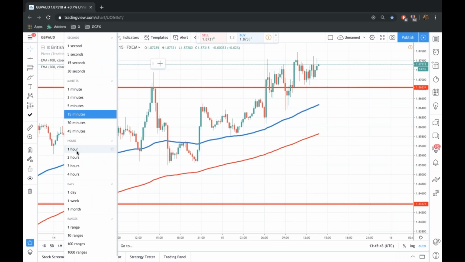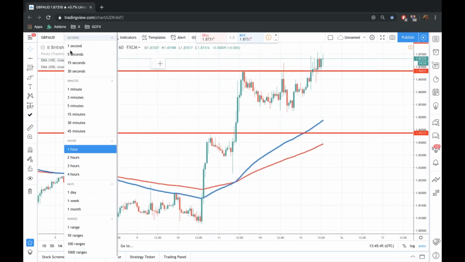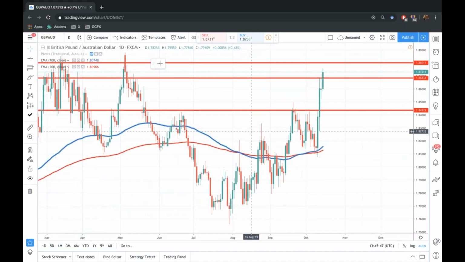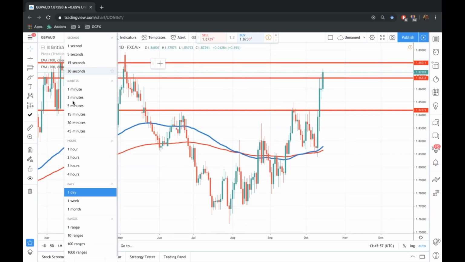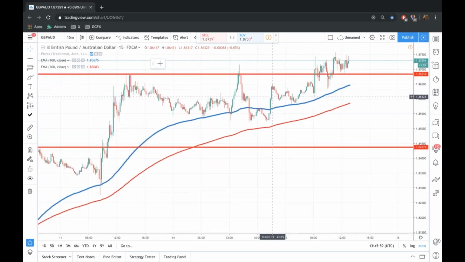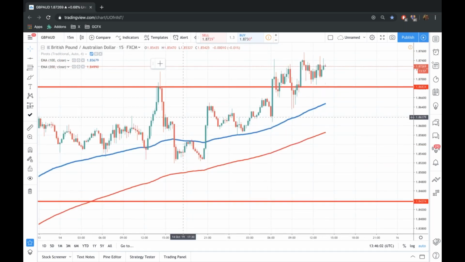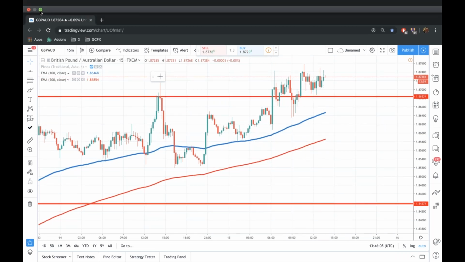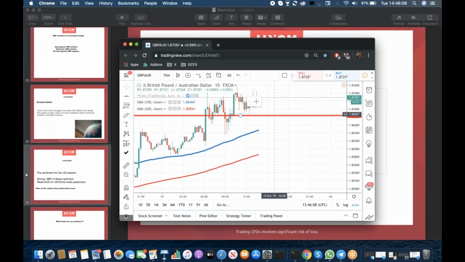I'd be expecting buyers on pullbacks, and then potentially an upside area to be aware of is this 1.8800 level. So that's what you'd be looking at on the pound Australian dollar pair. That's what I'm looking for, those buyers coming in at these regions here, if we get a pullback, or even on that top little level up there.